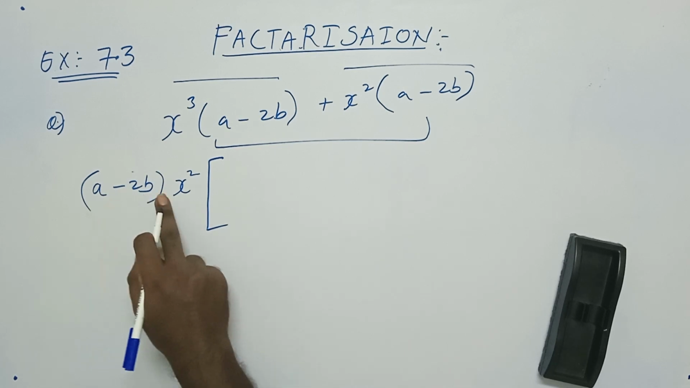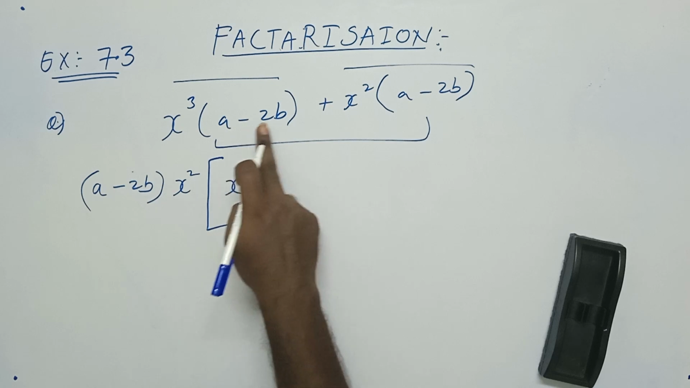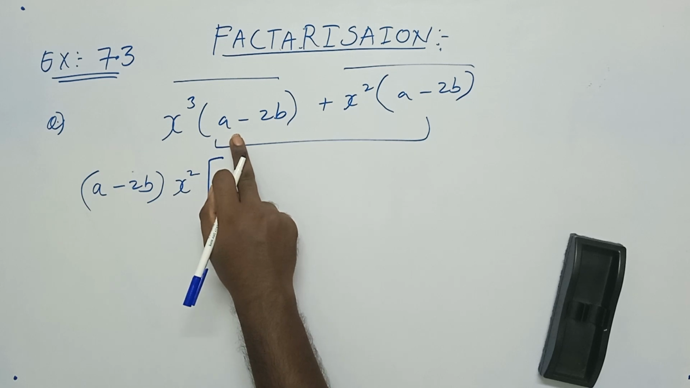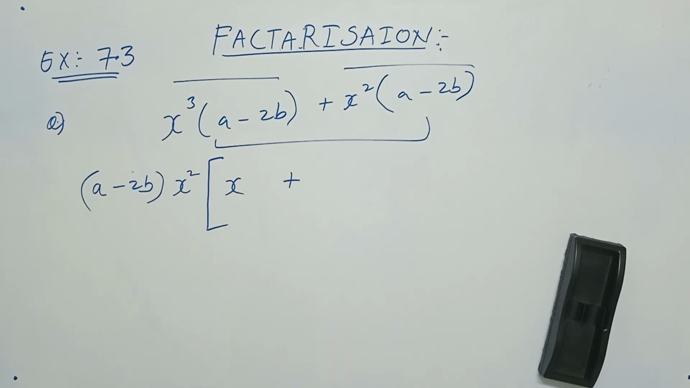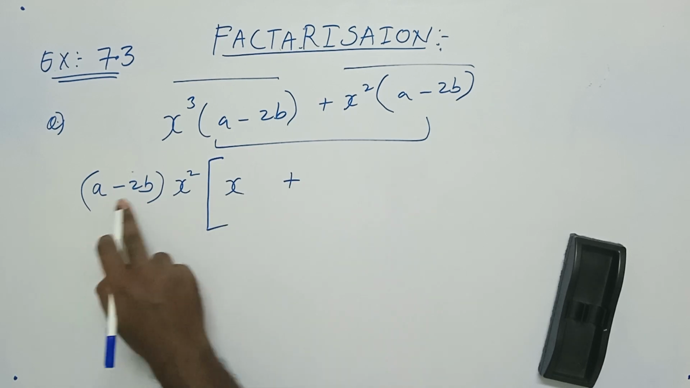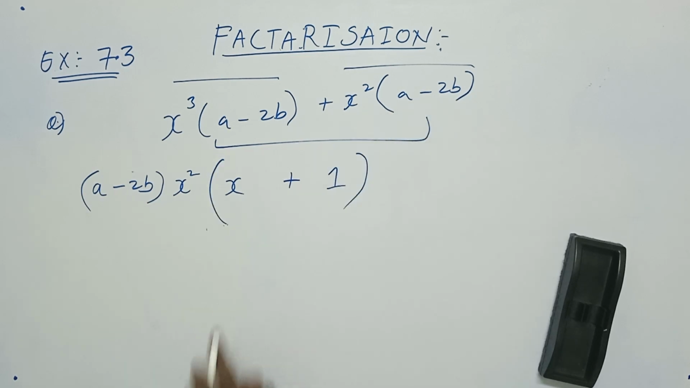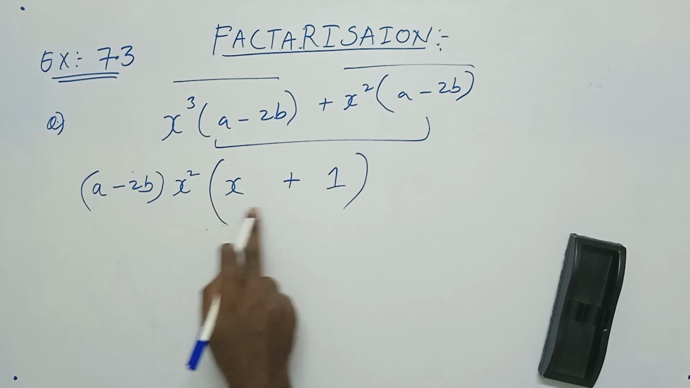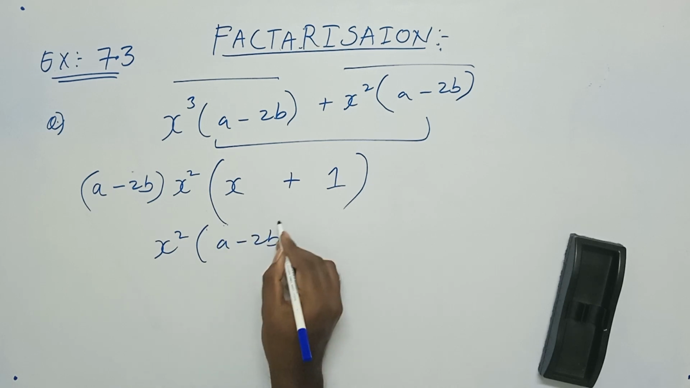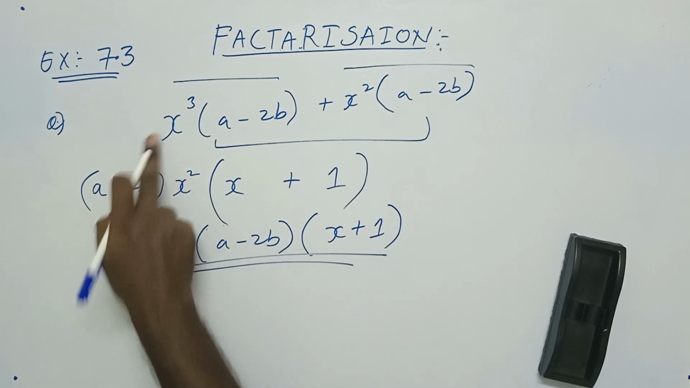So a minus 2b into x square times x is how much? If you multiply a minus 2b times x square times x, you will get x cube times a minus 2b, right? Next we have a plus sign, we are going to keep the plus sign. Next, x square into a minus 2b is how much? A minus 2b into x square, 1 times is x square times a minus 2b, right? So here we got the product of 3 factors, which is x square times a minus 2b times x plus 1. So these are the product of 3 factors of the given expression.